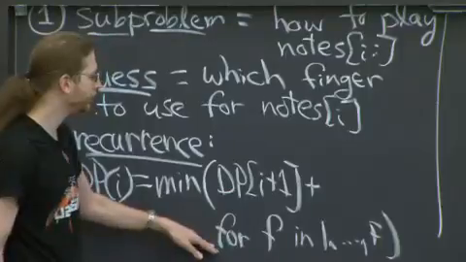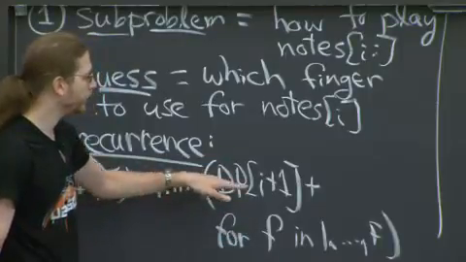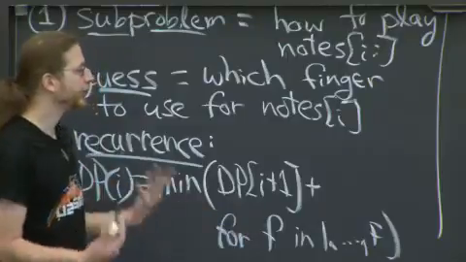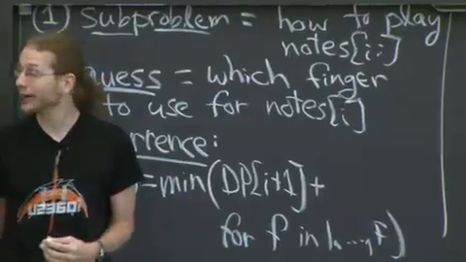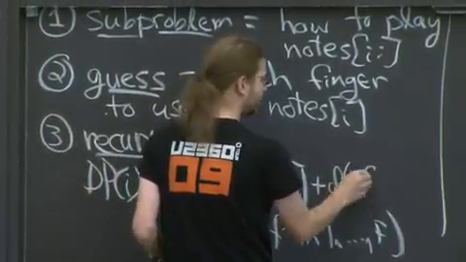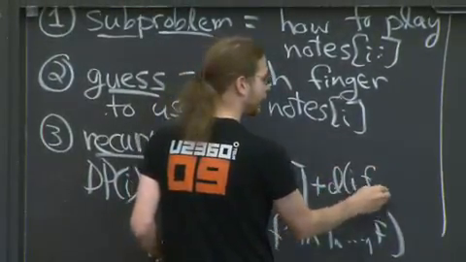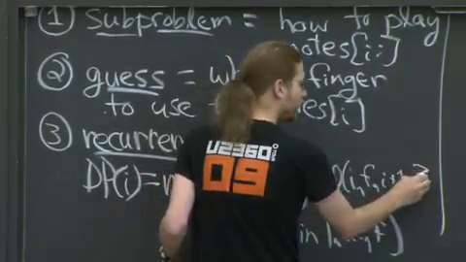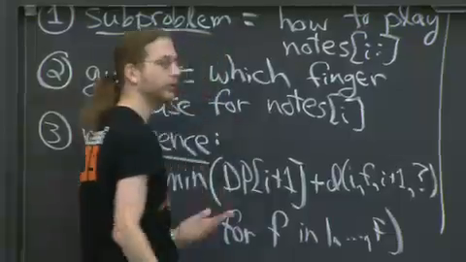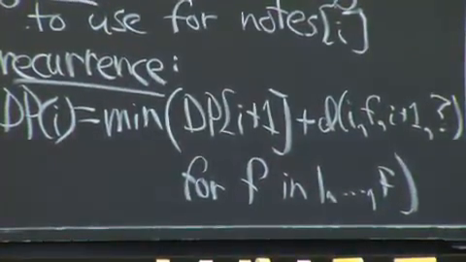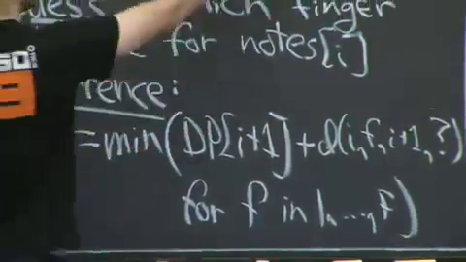We want to try all possible fingers for note I. Then we have to play all the remaining notes. And then there's this transition cost for going from note I to I plus 1. So it's going to be something like d of I, F. We know that we use finger F to play I. Then we have to go to note I plus 1. But then the problem is we have no idea what to write here, because we don't know what finger we're going to guess for note I plus 1. So this cannot be done.